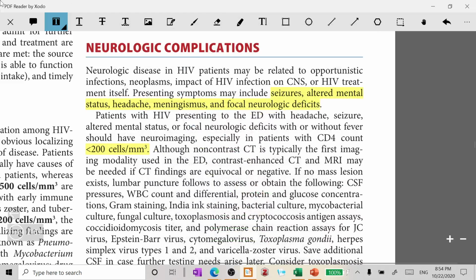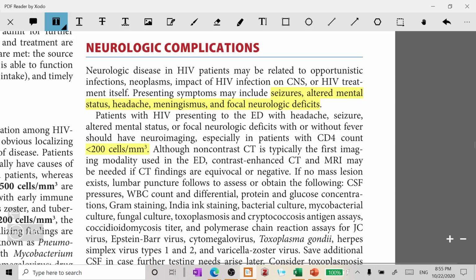Today we are going to discuss neurological disorders or complications in HIV patients. Neurological disease in HIV patients may be related to opportunistic infections, neoplasms, the impact of HIV infection on the CNS, or HIV treatment itself. So, there are multiple causes. It might be infection, neoplasms, or the HIV treatment.